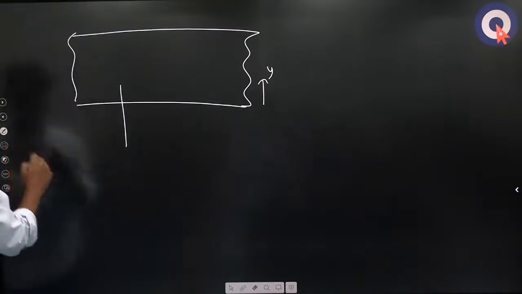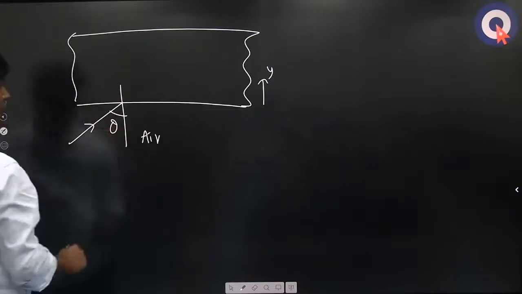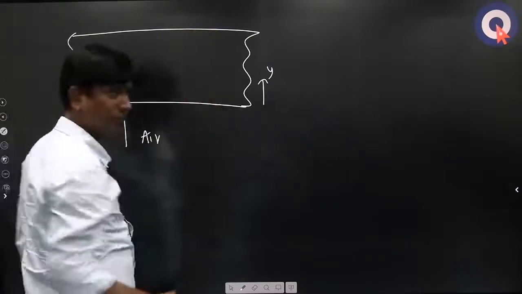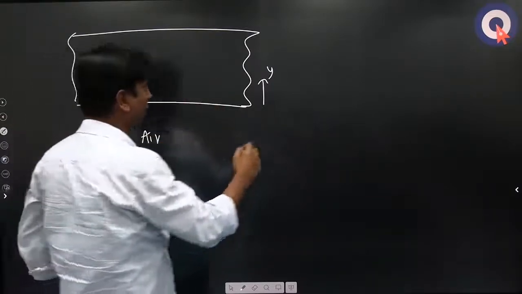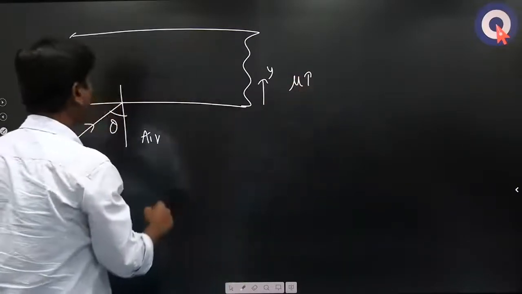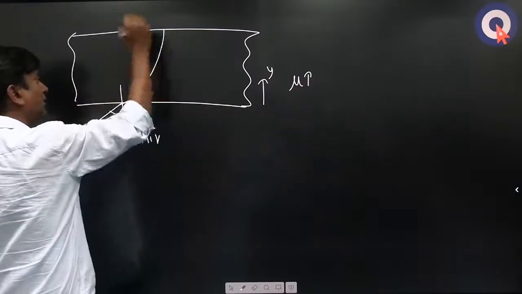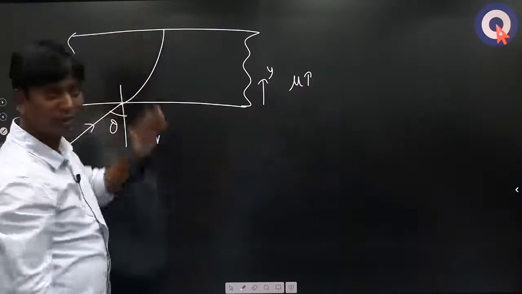Assuming that this is from air, it enters at an angle theta, and as you are going up, refractive index is increasing, let us say. Okay. As y increases, nu also increases. So definitely when it is increasing, it is bending towards the normal. So you'll get something curve like this. Every time it is bending towards the normal.